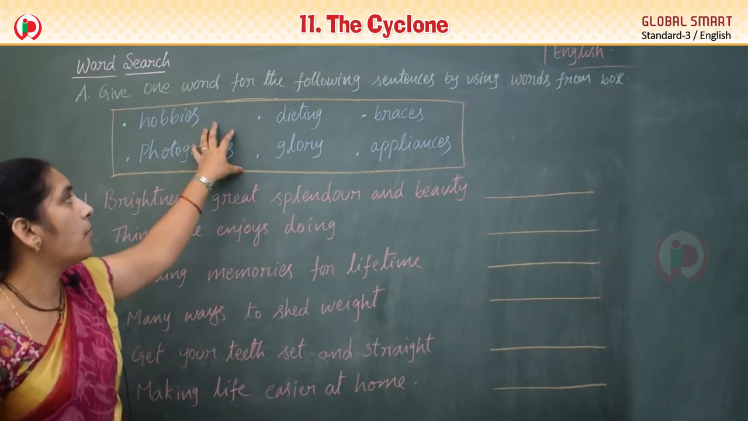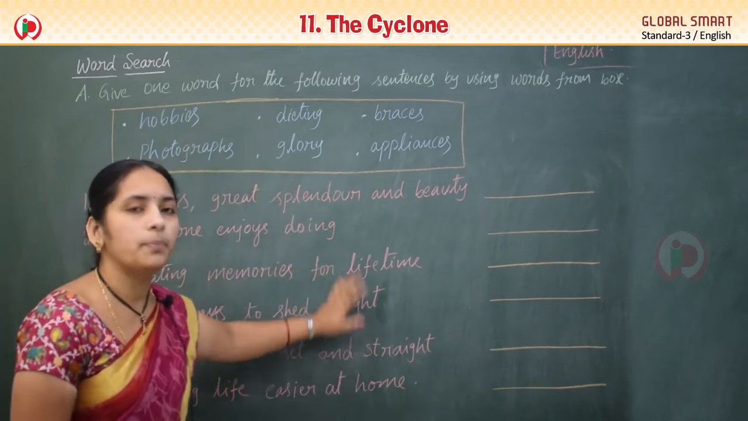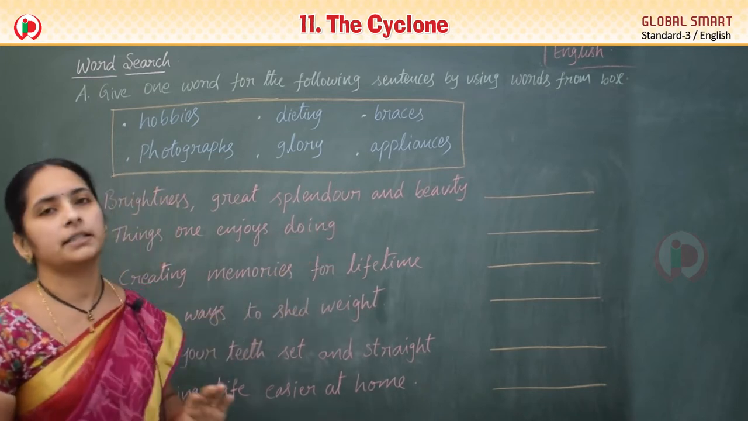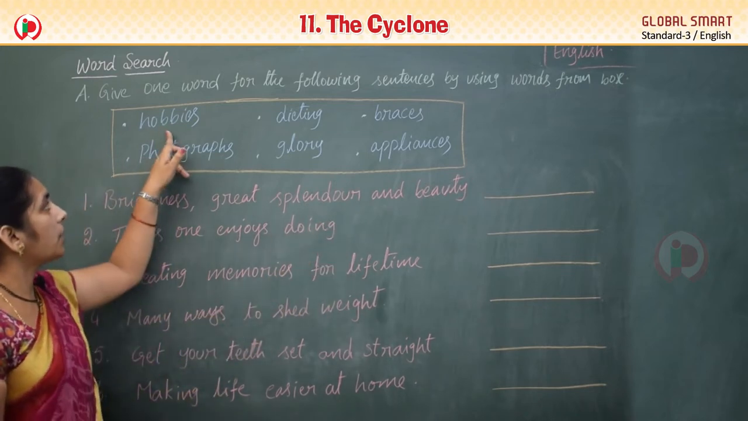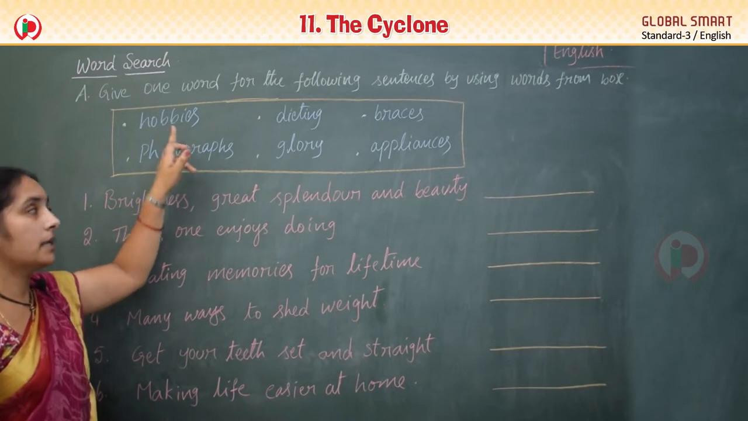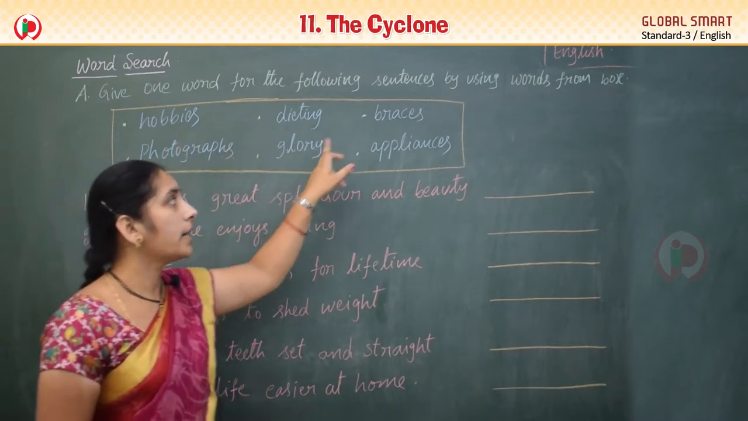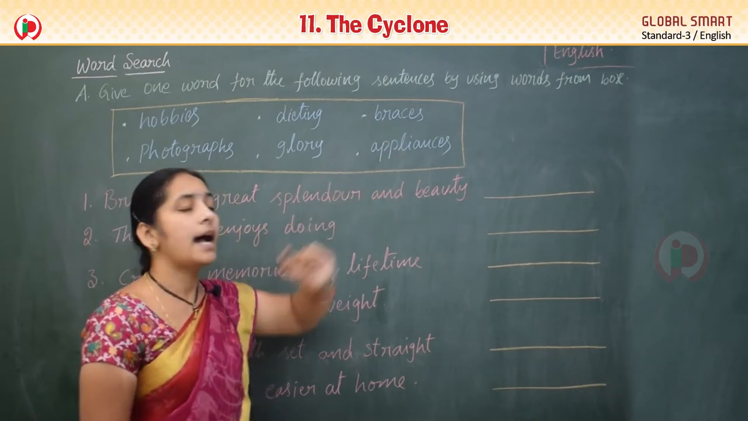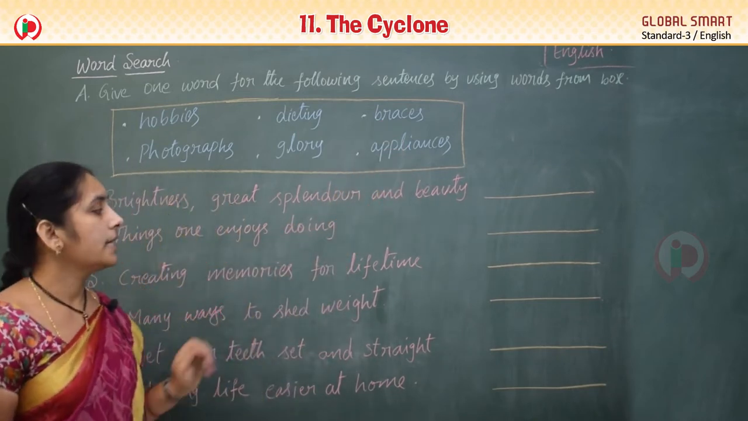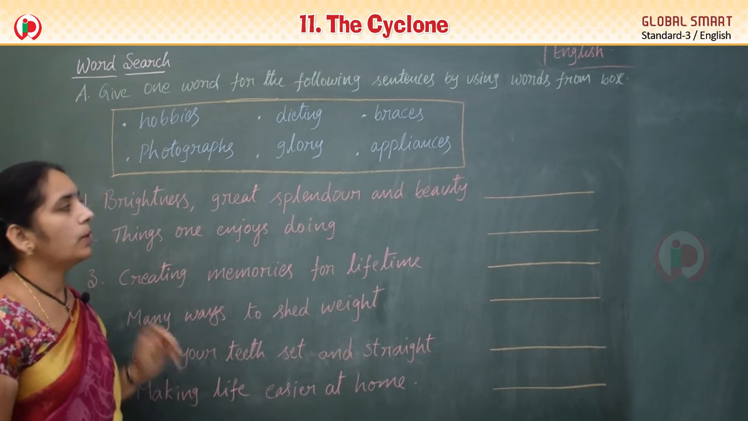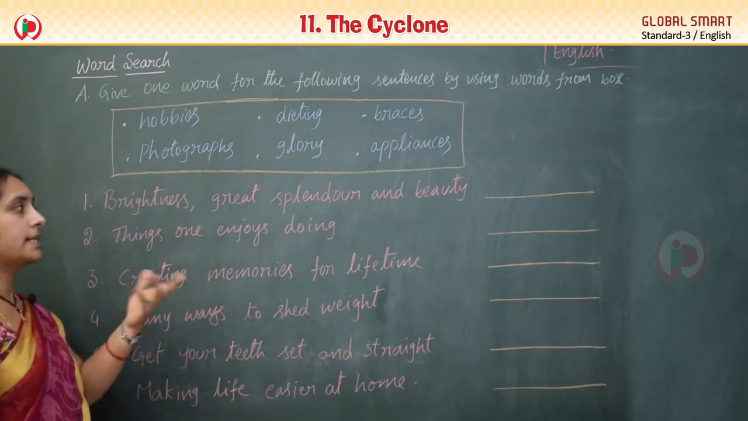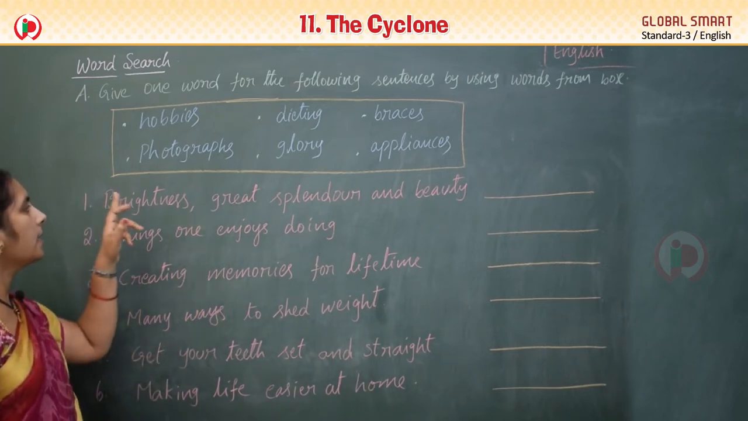So from this box we should choose the suitable word for this. Okay. So here what do we have in the box? Hobbies, photographs, dieting, glory, braces and appliances. So these we have. So one by one, see. I'll tell you easily, you can remember, you can understand.